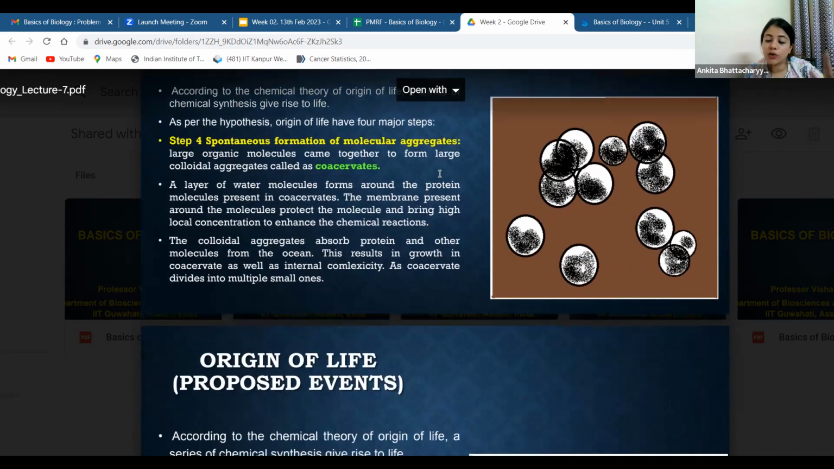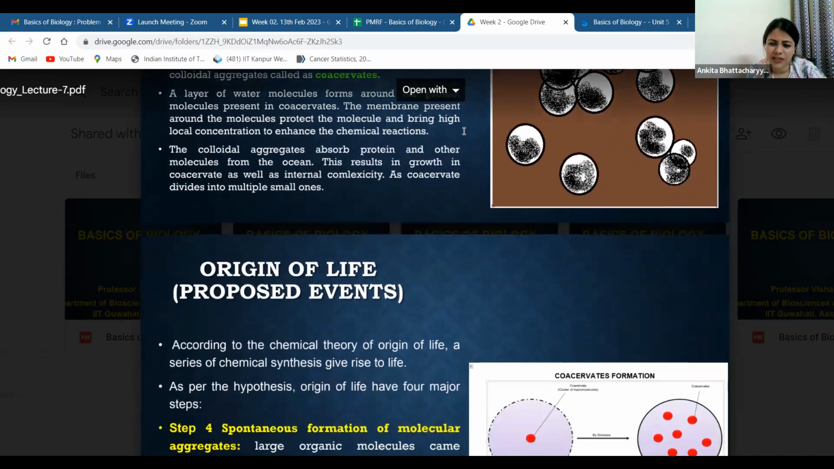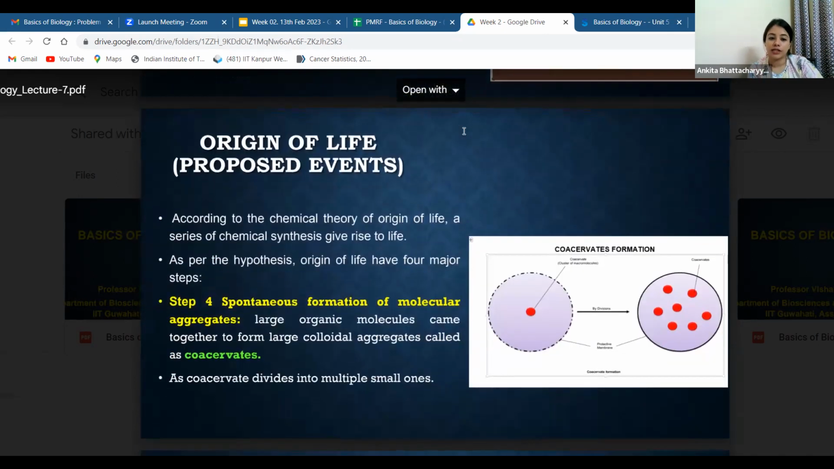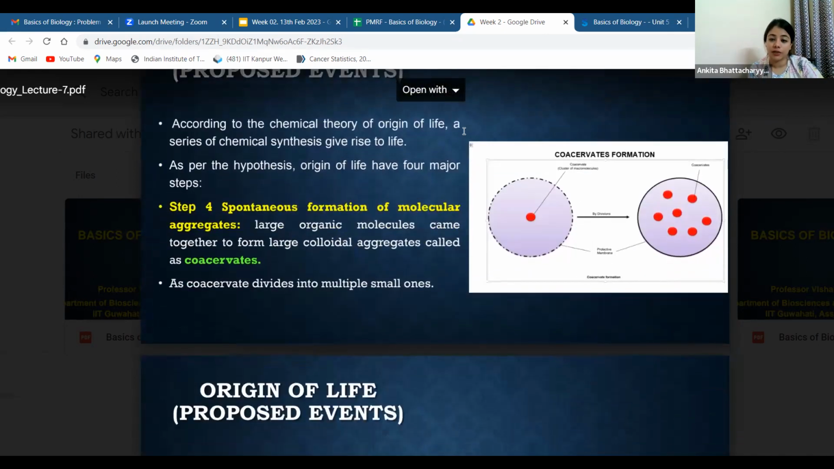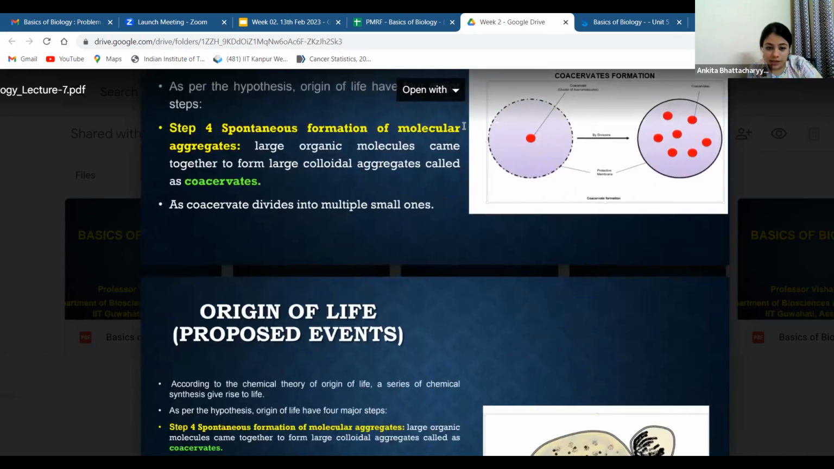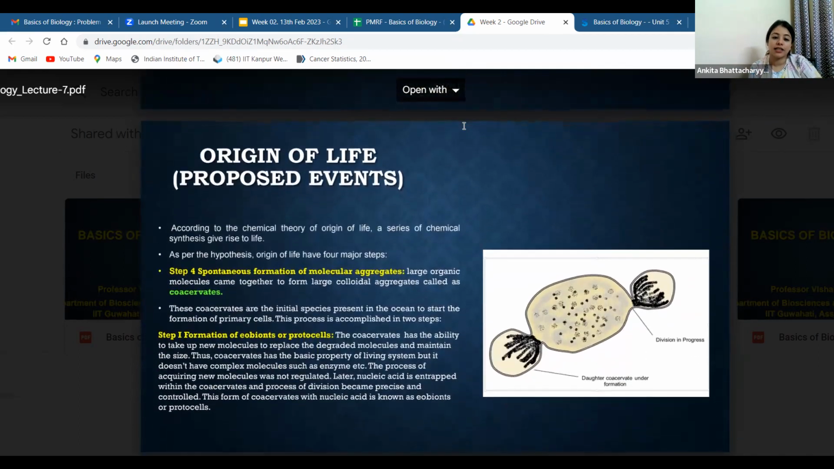So these coacervates, they even further said that it divides and it produces smaller coacervates and so on and so forth. So here you can see that they are forming coacervates, they're dividing into smaller ones. And in fact, a more advanced version of these coacervates could be referred to as eubions or protocells. So these are coacervates that contain nucleic acids.